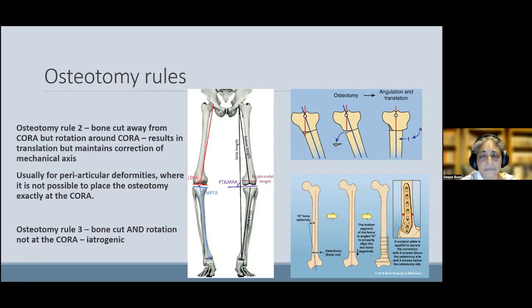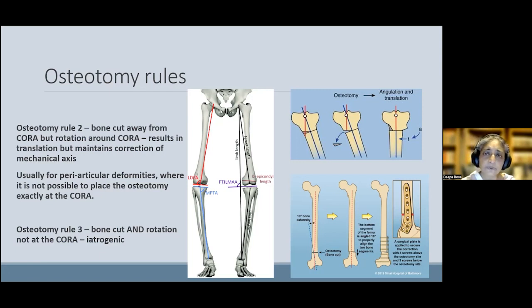And the mistake that people commonly make here is that they try to create a straight piece of bone in order to put your fixation. So if you want your plate to sit nicely on the bone, people will correct that translation. But if they correct that translation so that the plate sits nicely on the bone, what will happen is that your mechanical axis will not be corrected. So don't be tempted to do that. Now that's known as osteotomy rule 2.